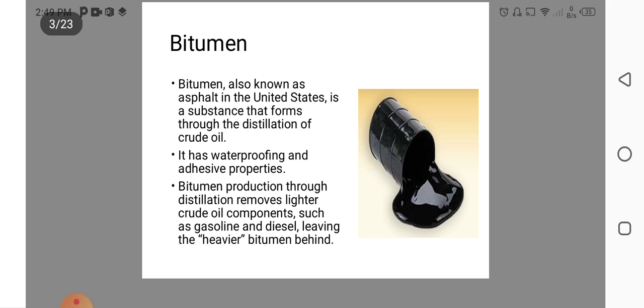First of all, what is bitumen? Bitumen is formed from the distillation of crude oil. It is also known as asphalt in the US. It has waterproofing and adhesive properties. Bitumen production through distillation removes lighter crude oil components such as gasoline, diesel, etc.